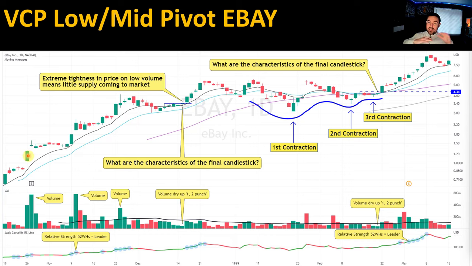These widespread candlesticks. Minervini uses bars. I personally like candlesticks, which is why I've used candlesticks. But you get these widespread candlesticks. Look at the volume coming through. Fantastic. Stock's in a powerful uptrend. Then here it starts to base.